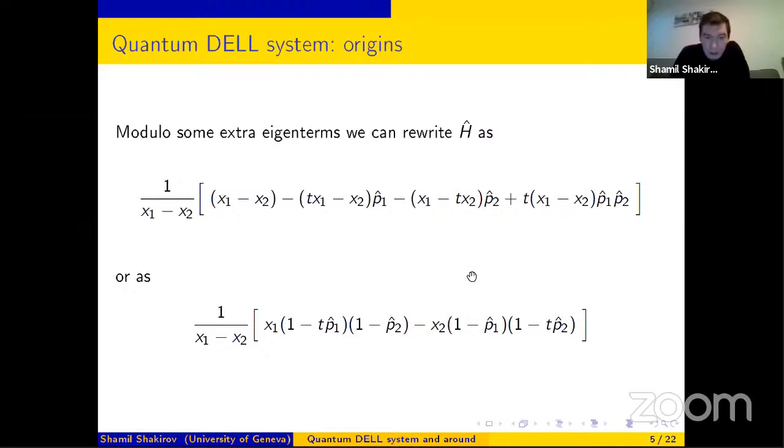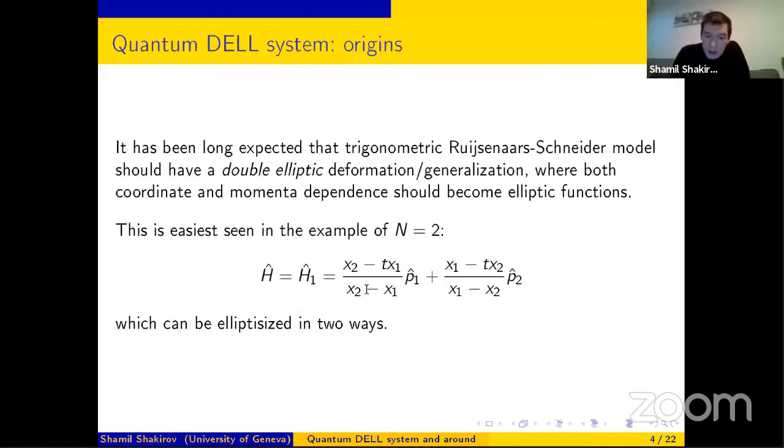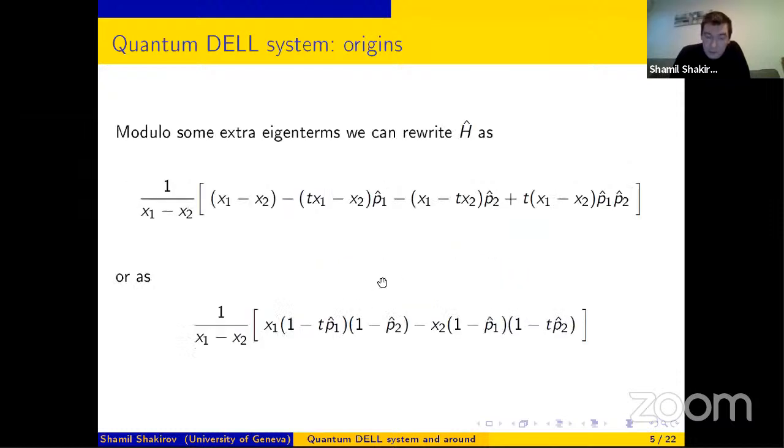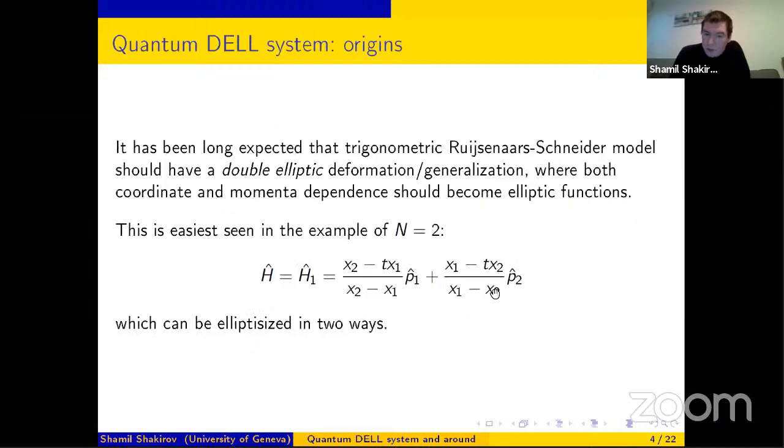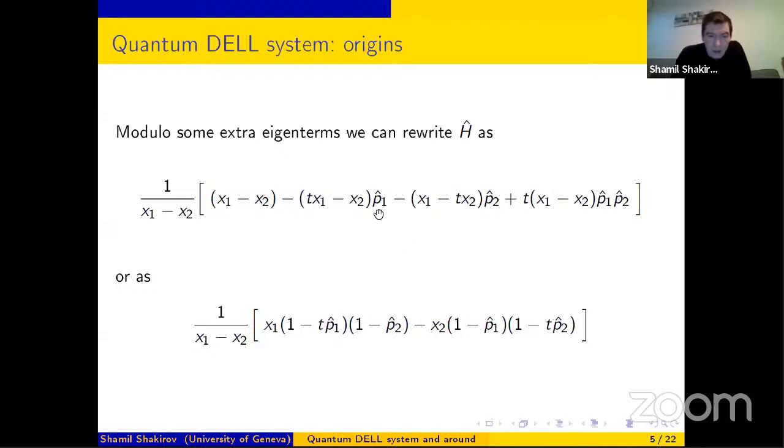Before doing this, I want to rewrite this by taking the common denominator out here. And then in the numerator, you can see that I added some extra terms proportional to P1, P2. This is related exactly to the center of mass degree of freedom, and it's trivial in the sense that the Hamiltonian P1, P2 commutes with this Hamiltonian H1. And also I added a unity, which is also trivial. But this is really simple. Modulo these simple additions, the numerator of the Hamiltonian can be written in this way.